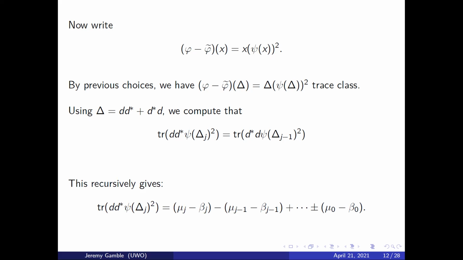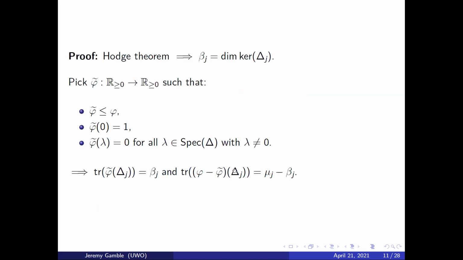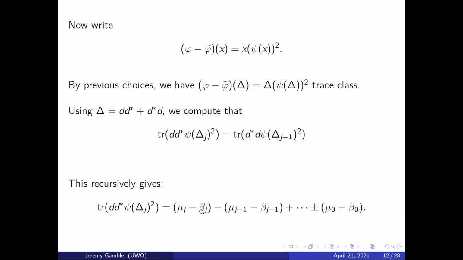And you can recursively do this and use that old plus-minus trick where you add 0 to one side of the equation, so you take this term and you add the other part and subtract the other part. And because from the previous slide we had that the trace of this is mu j minus beta j, we get this relationship on this side recursively. And we're pretty much almost finished proving the lemma at this point.